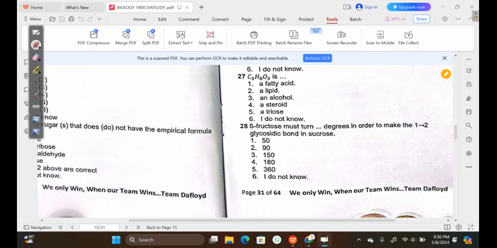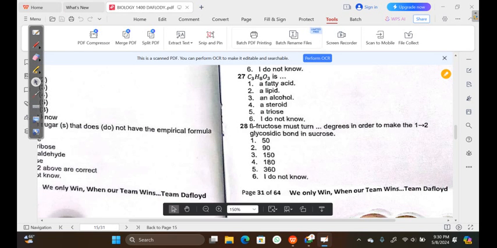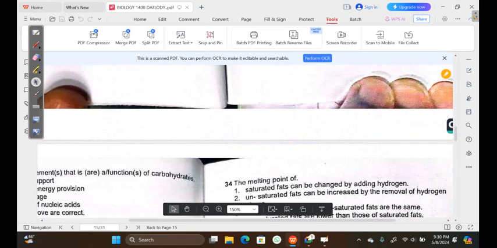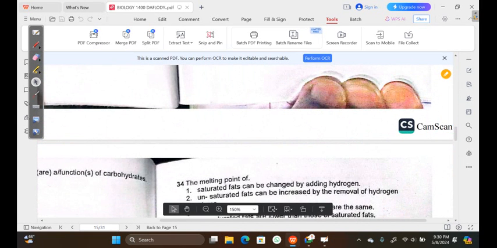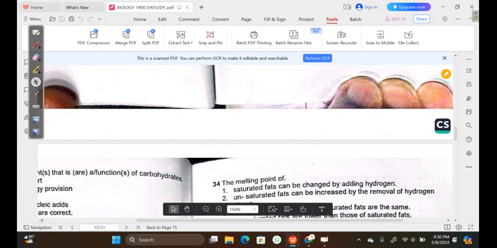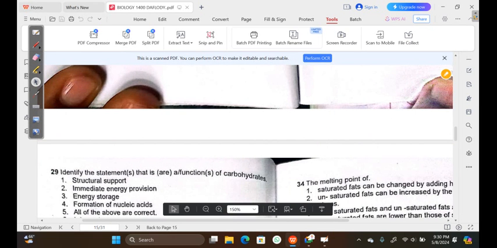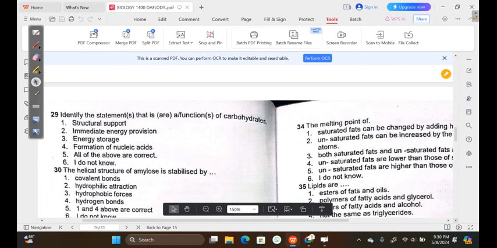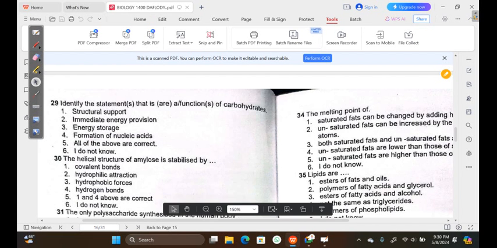Let me get the last question. Then we call it a day. Madrid fans, are you here? I doubt. Okay, let me get question 29. 29 and 30, then we call it a night.